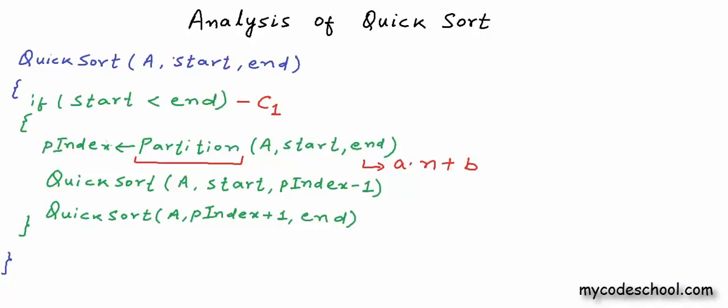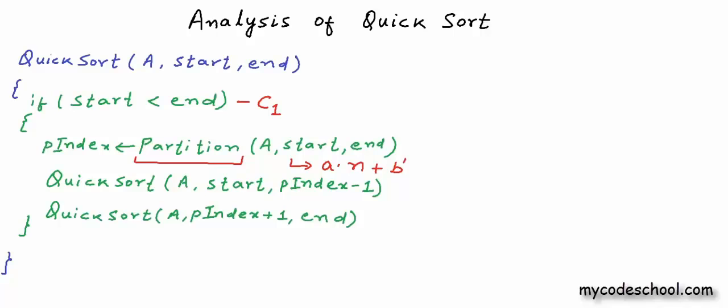We have an assignment here to this variable p index. That once again will be some constant time. So in all, let's say we are taking b dash constant time. So overall cost of executing this statement is a into n plus b dash. And now we have two recursive calls. Let's see what will be the cost of these two recursive calls.